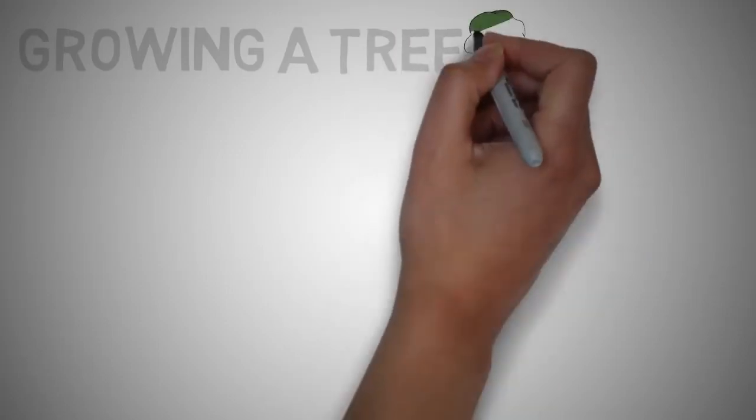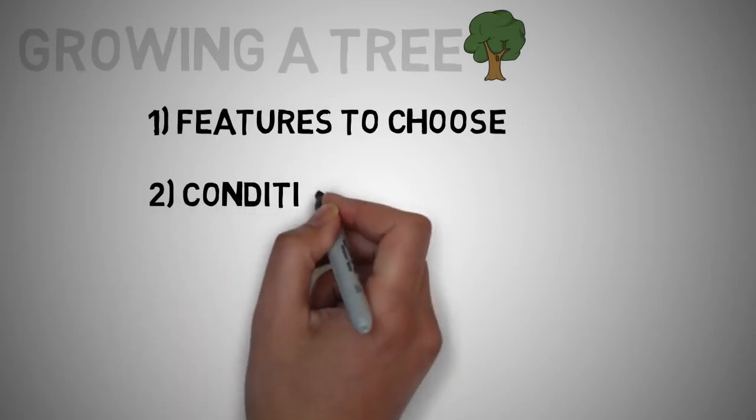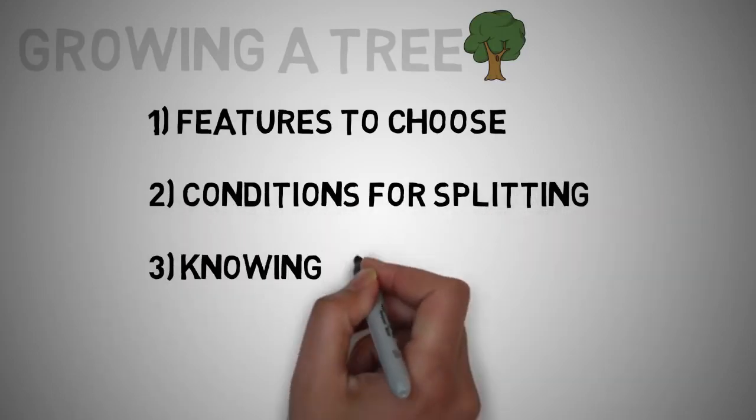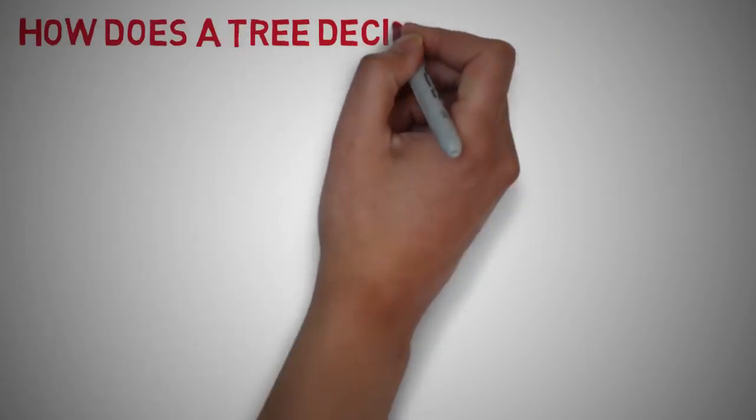Growing a tree involves deciding on which features to choose and what conditions to use for splitting, along with knowing when to stop. As a tree generally grows arbitrarily, you need to trim it down for it to look beautiful. So let's start with common techniques used for splitting. So how does a tree decide where to split?